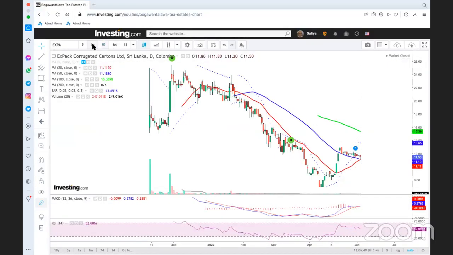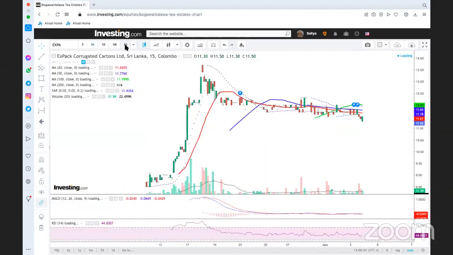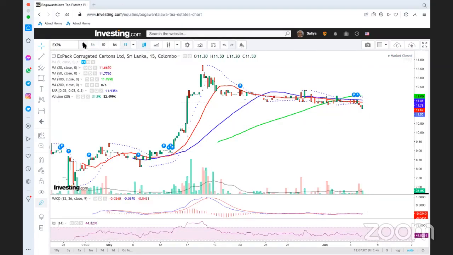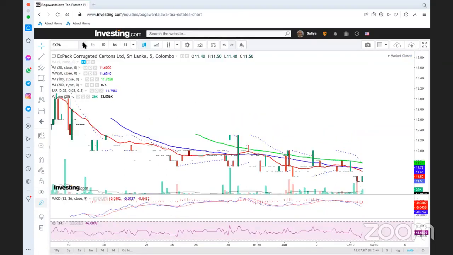We move to the 1-hour chart. The 1-hour chart is still bearish. Let's look at the 15-minute chart. Same scenario, bearish. Even the 5-minute chart, same scenario, it's bearish. So if you're a person who is looking at expect, you have to wait for the 5-minute chart to give you a bullish formation. Then the 15-minute chart, then the 1 hour, then comes the 1-day chart, right?